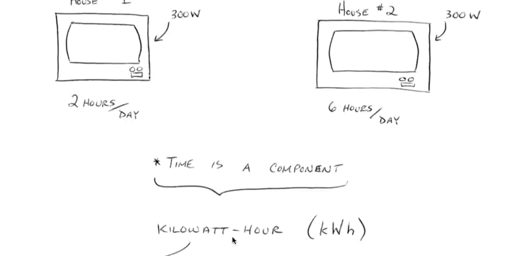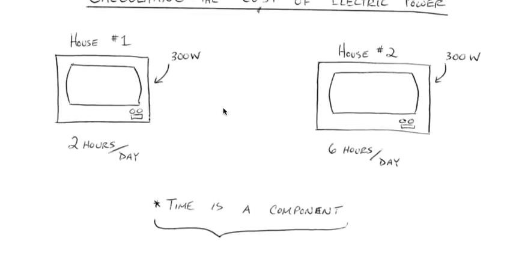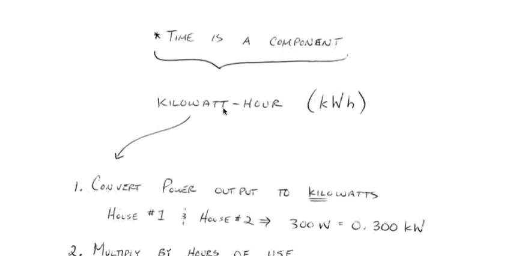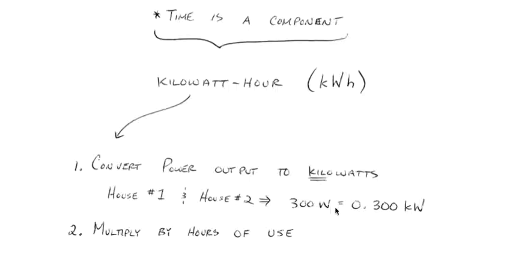I'm going to show you how this number is calculated for these two houses, as well as how we figure out the final cost. So the first step is always going to be to convert your power output to kilowatts. For both House 1 and House 2, I was given 300 watt televisions, so we're just going to divide that by 1,000 to convert to kilowatts. It's just easier, and this is the unit that power companies use, so always make sure you convert to kilowatts first.